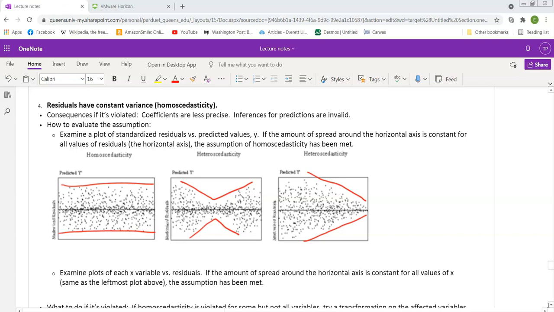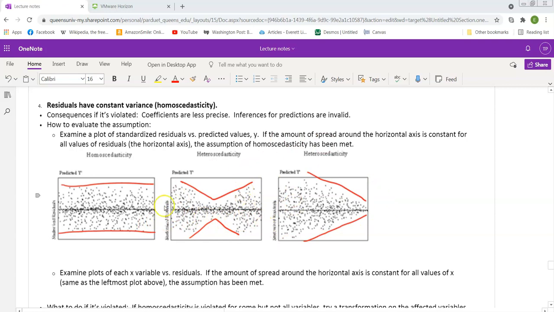This is called homoscedasticity. This is sometimes spelled with a K instead of a C, but regardless, it's homoscedasticity. And what that means is that we have the same amount of variance throughout the model. So here we're looking at a plot of residuals versus predicted values of Y. And here we see homoscedasticity. There's not a pattern. We see the same amount of variability for all of the residuals.